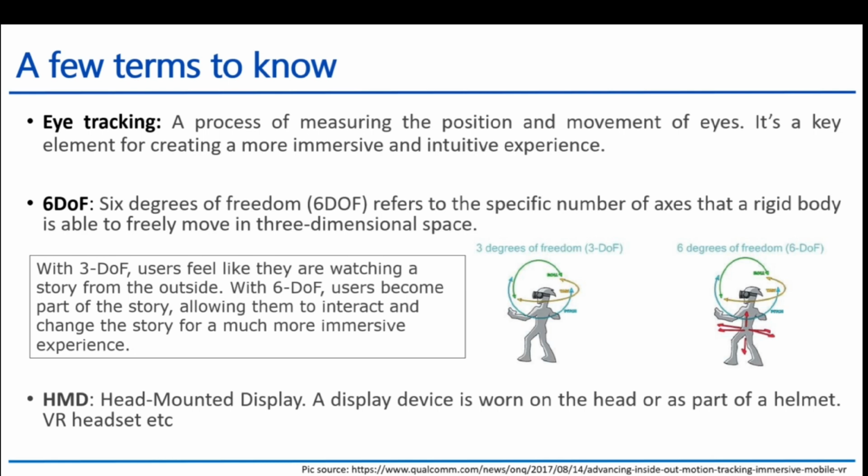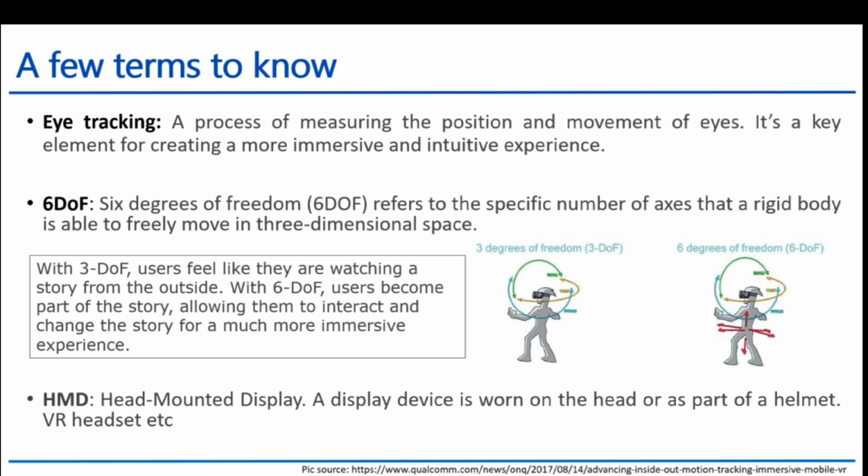So in 6 degrees of freedom, the user becomes part of the story, allowing them to interact and change the story for a much more immersive experience, which means that in 3 degrees of freedom, you can just be a part of it. You can't interact, right? For example, if you're watching a game on a 3 degrees of freedom headset, you can just see that things are moving, right?